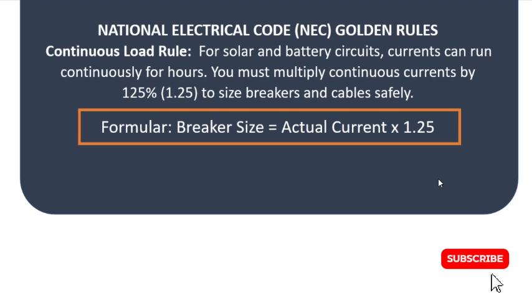And the formula for this is the actual breaker current multiplied by a safety factor of 1.25. For instance, if you are using a 10 amps breaker, you multiply this 10 amps by 1.25 in order to add additional safety margin, which is recommended by the National Electrical Code, the NEC. And this is the formula: the breaker size equals the actual current multiplied by a safety factor of 1.25.